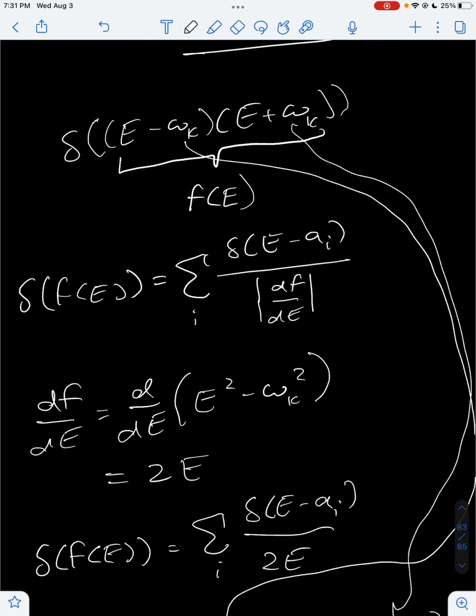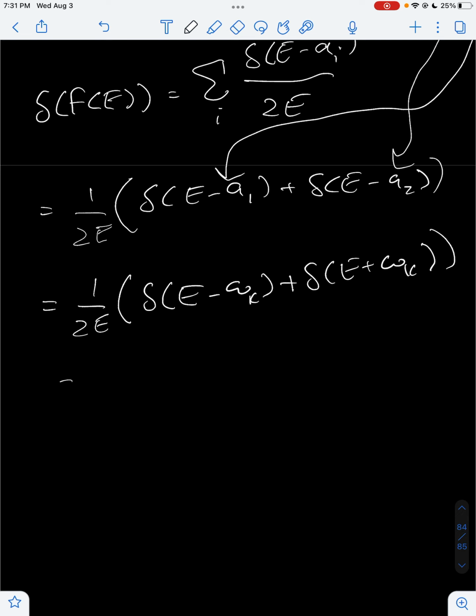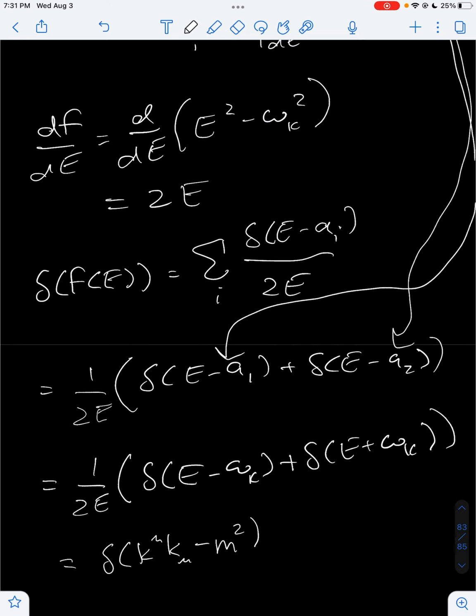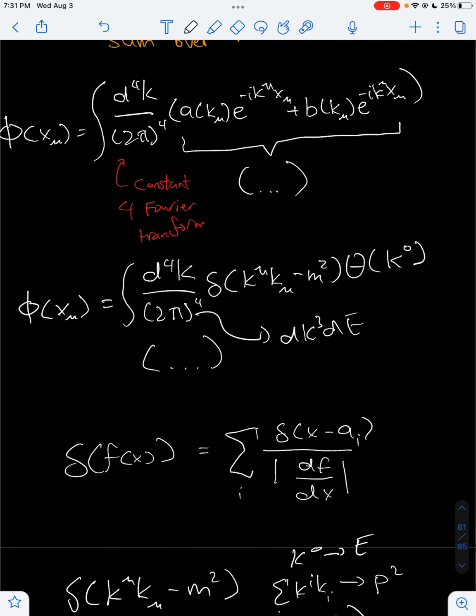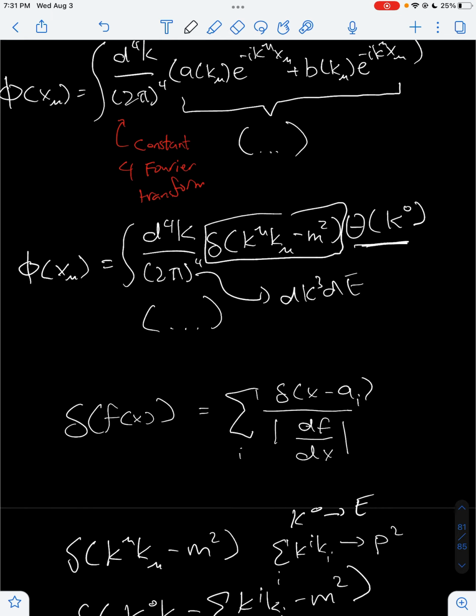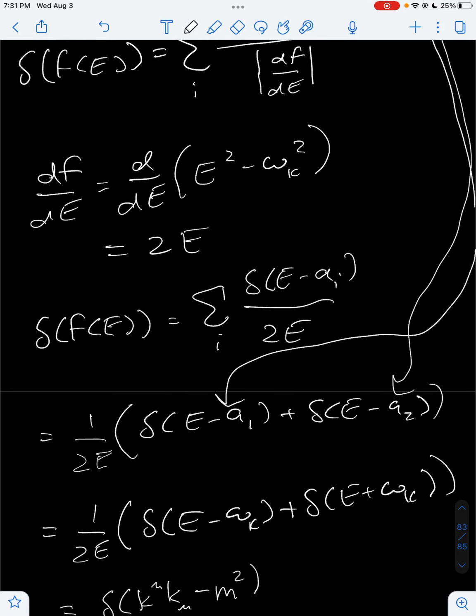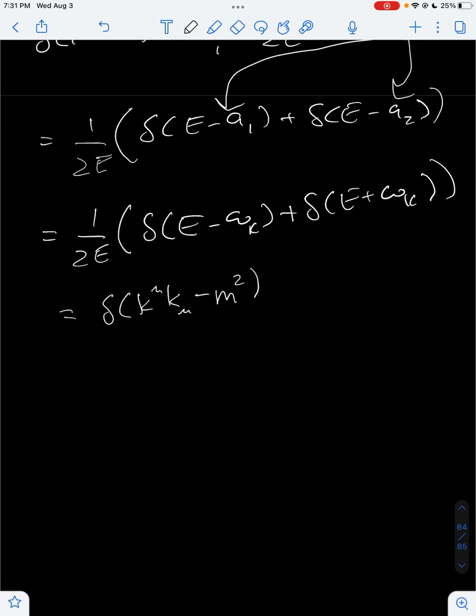And again, this was our formula for delta of k mu minus m squared. So we can go back to our original equation, and all we have to do now is plug in what we found for this. Let's first look at what the Heaviside function does to this delta function. So we have to apply the Heaviside function in the end.